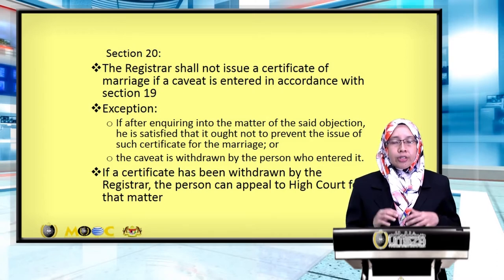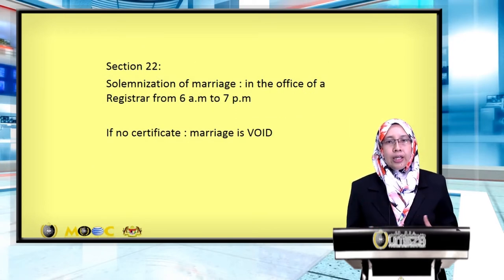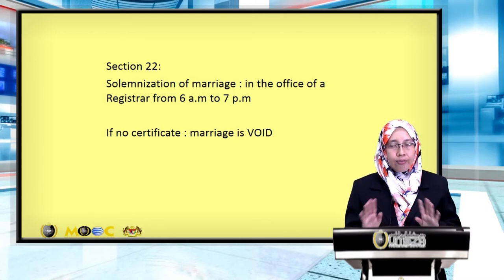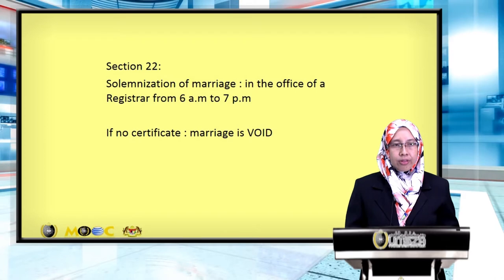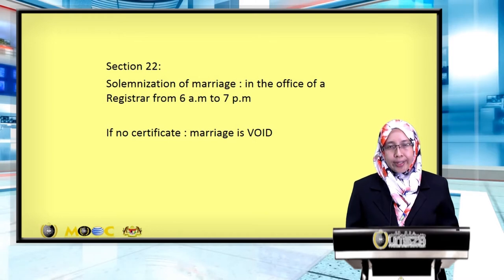And if the certificate has been denied, the parties who intend to solemnize the marriage can appeal to the High Court against the refusal. The solemnization of marriage can only be done after the certificate for marriage has been issued by the registrar. If the certificate is not issued yet, the parties cannot contract the marriage. If they contract a marriage at that time without the certificate, the marriage will be void. And the marriage shall take place at the office of the registrar with open doors, within the hours of 6 in the morning and 7 in the evening.